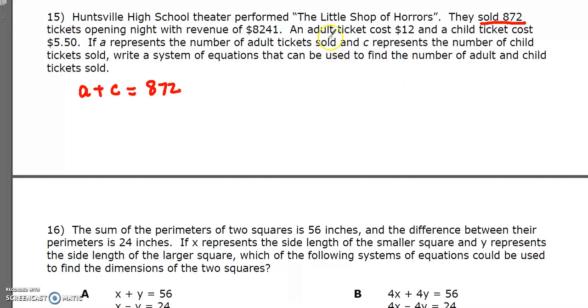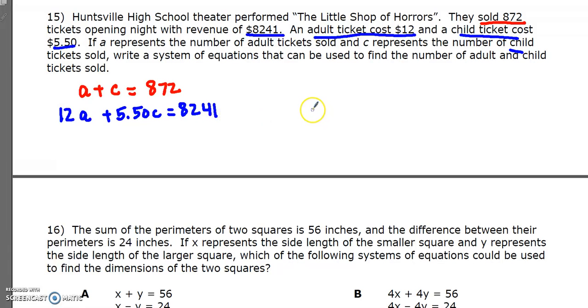An adult ticket costs $12. So that means $12 times every adult ticket sold, plus a child's ticket right here. Child ticket costs $5.50. So $5.50 times every child's ticket sold is going to equal the total amount that they made that day. So $8,241.